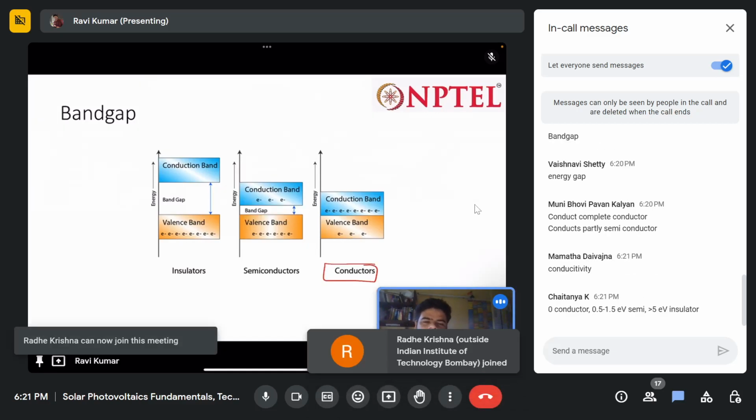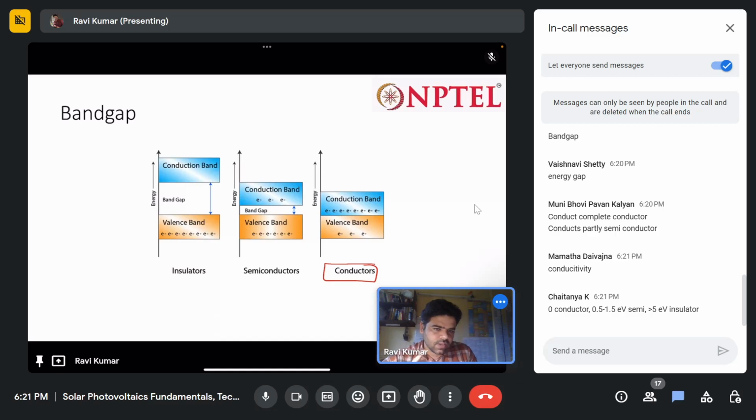We have valence band and conduction band. 0.5 to 1.5, okay. Yes, Chaitanya, you are giving us the values. Here also we can see valence band and conduction band. There is no band gap; the band gap is almost zero, completely zero. In case of a semiconductor, there is a little band gap, and in case of an insulator, there is a large band gap.